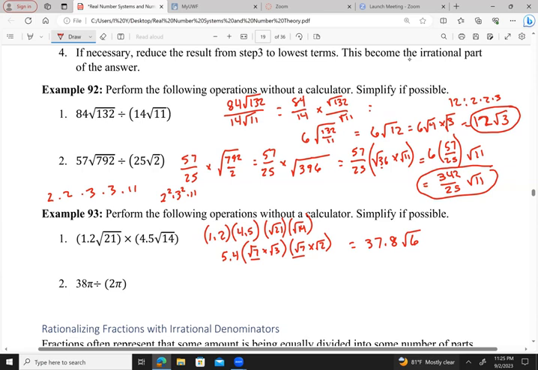Here we have 38 pi over 2 pi, which is 38 over 2 times pi over pi. Well, 38 over 2 is 19. Pi over pi is 1. So our answer is simply 1.